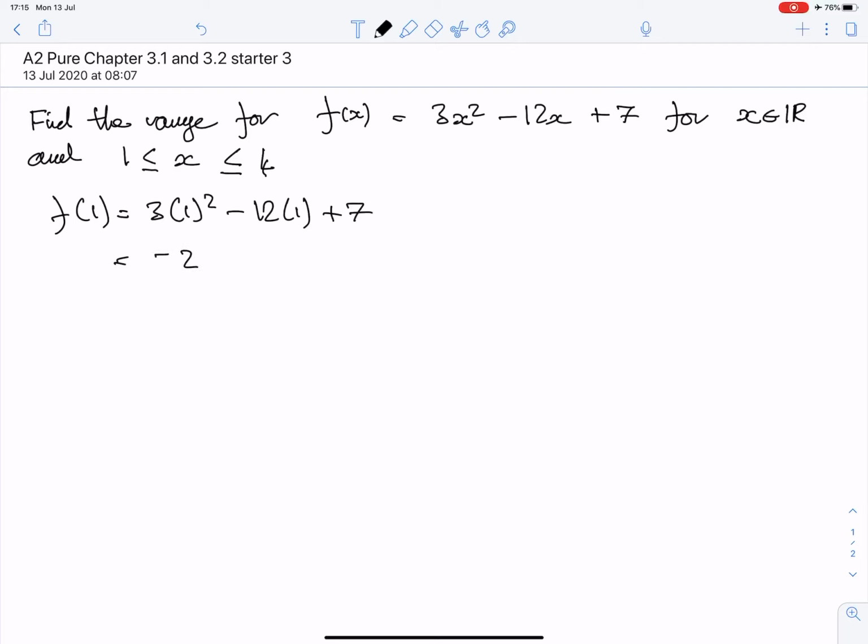Right, what we're doing is we're finding the output values, because the range is what the output values are for the function that we're looking at. And we found that when x is 1, we get minus 2.